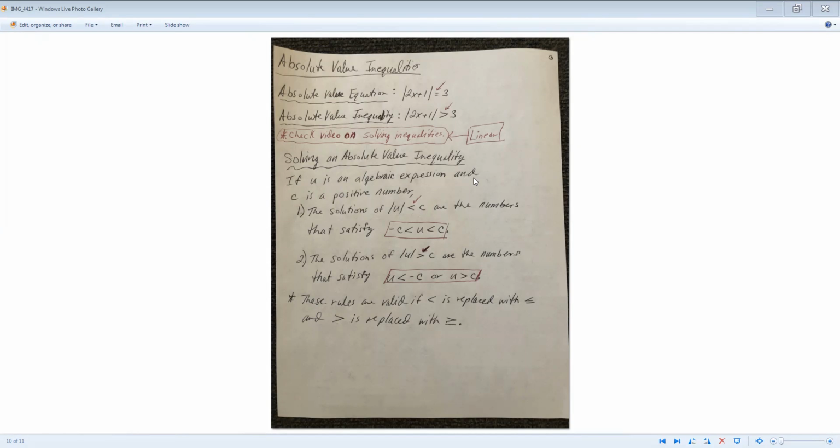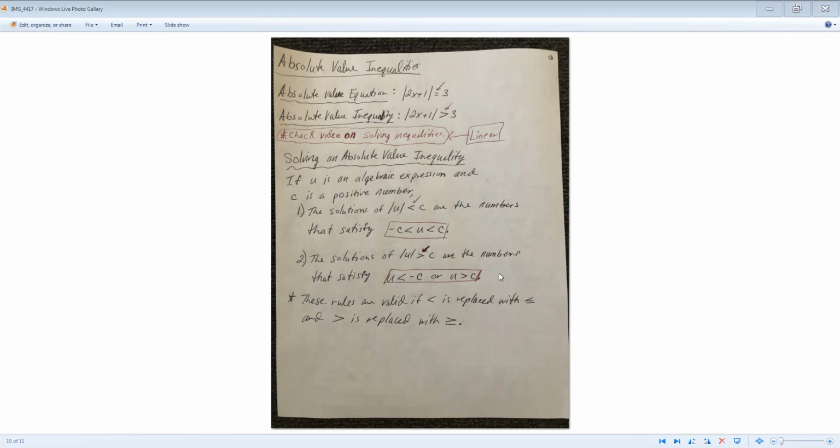If U is an algebraic expression and C is a positive number, the absolute value of U less than C is going to be set up this way. We have negative C is less than U, which is less than C, putting it all together. And then in the next scenario, if the absolute value of U is greater than C, we'll set it up in two different pieces. And you'll see U is less than negative C or U is greater than C.